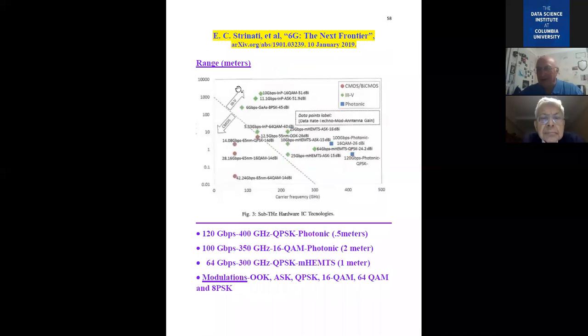This is a view graph. If you want, I can send you a note. It essentially shows many, many results from many, many papers in the last few years. 120 gigabits per second. Look at the numbers here. At 400 gigahertz using QPSK. Each one using a different technology.